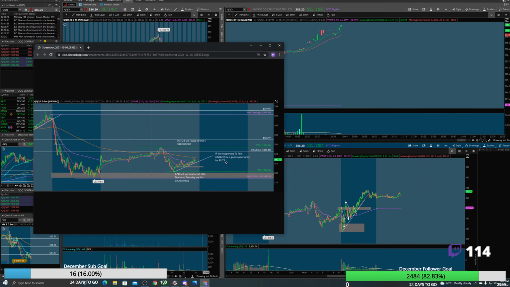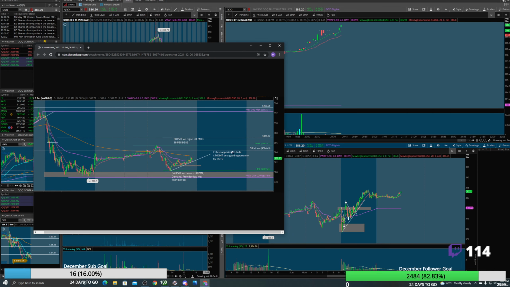I also write here, if this supporting trend line, this white one, fails, it might be good for an opportunity for puts. Now, in the pre-market prep, I have to put if and might here because there are a lot of new traders, and I don't want people just thinking, hey, Maple said this, so it's going to do this. I don't know what's going to happen. I only have some sense of experience as to what these formations are going to do and a probability of what might happen. These are all scenarios, and with these scenarios, you need to be able to execute appropriately.